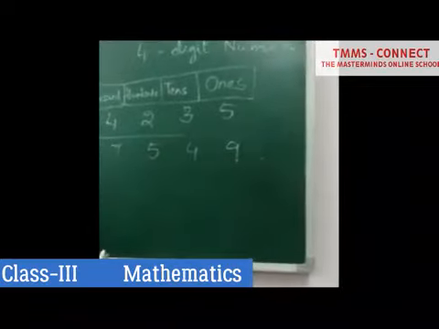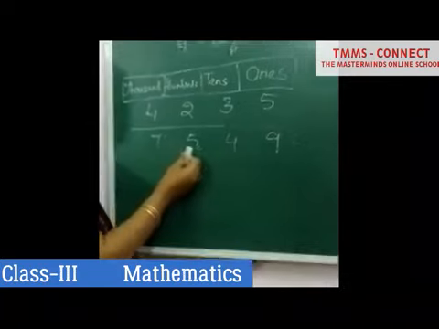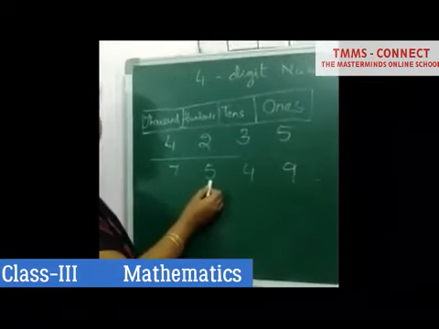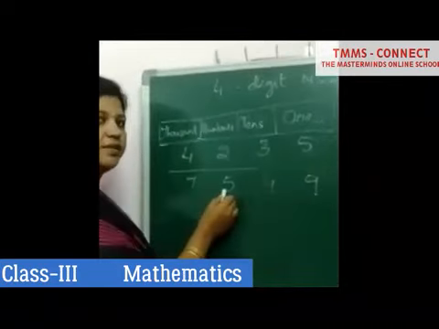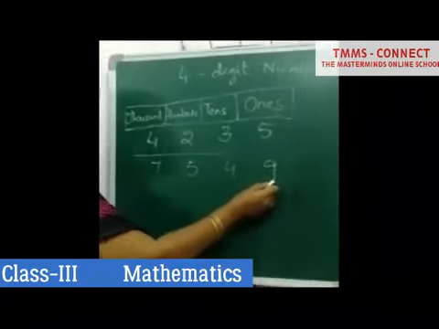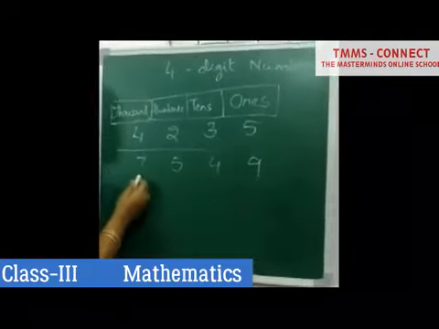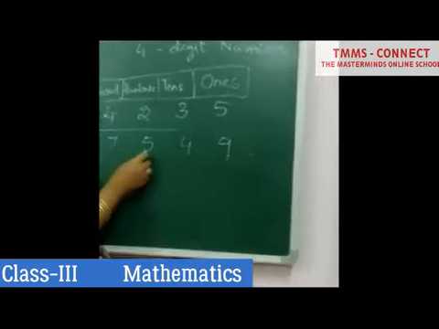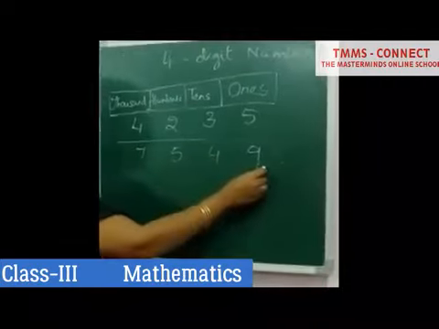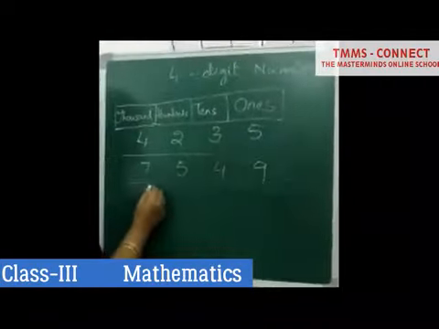Right? Now let us see one more example. Now look here. Now where is 7 present? 7 is present in the thousands place. 5 is present in the hundreds place. 4 is present in the tens place. And 9 is there in the ones place. Okay. How do you read this now? 7549. Okay. Now let us have one more example.